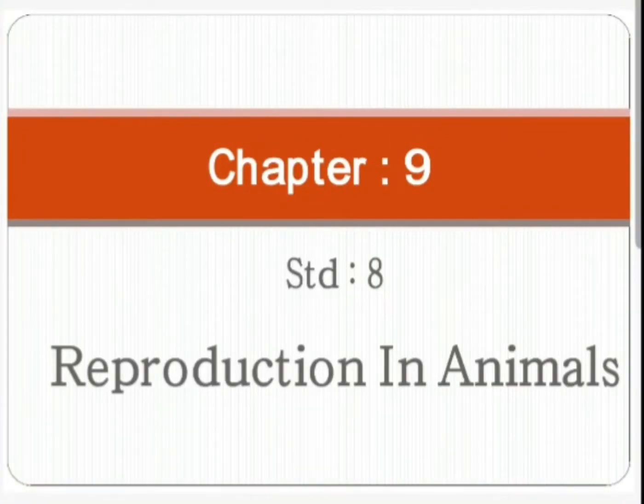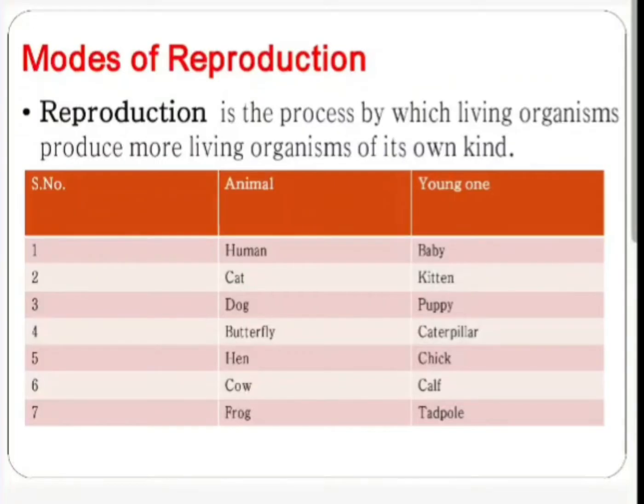Hello students. Today's learning topic is chapter number 9, reproduction in animals. First point is modes of reproduction. Reproduction is the process by which living organisms produce more living organisms of their own kind.